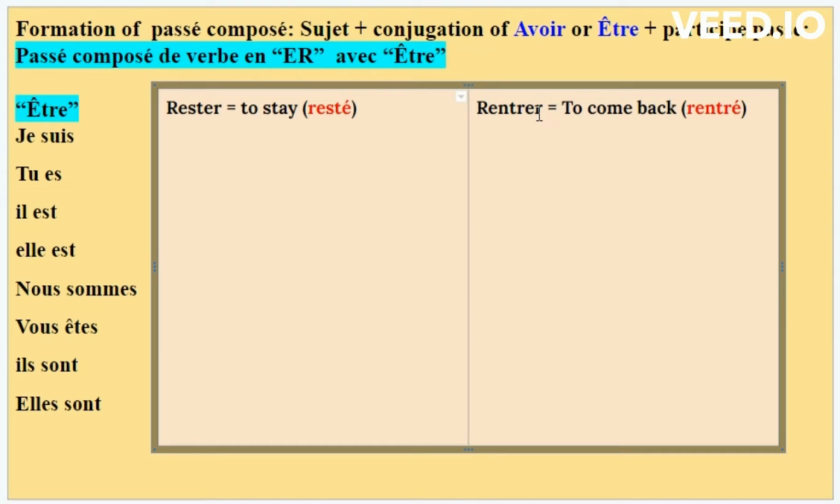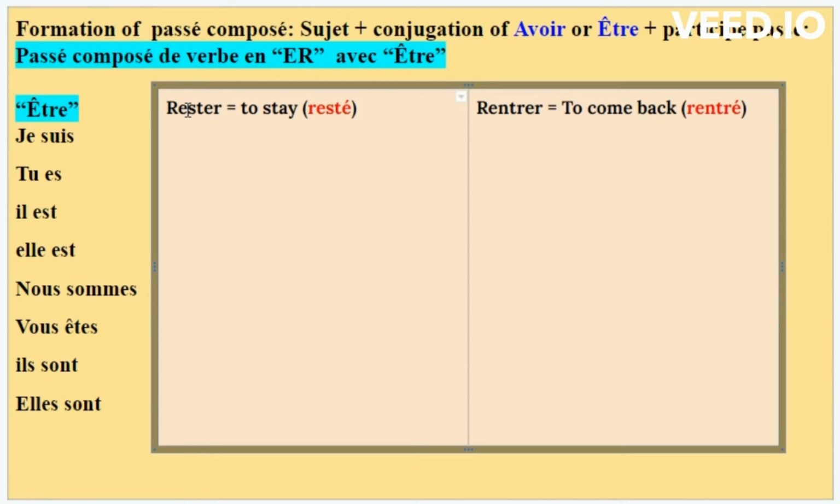Okay, as usual, to put any verb in the passé composé, we have to conjugate either avoir in the present tense or être in the present tense plus the participe passé. Participe passé in English means past participle of the verb to be conjugated. So, for this to be very easy for us and fast, here I have conjugated the verb être, which is the auxiliary verb to be used. You can see it here. Je suis, tu es, il est, elle est, nous sommes, vous êtes, ils sont, elles sont. Okay, this is être in the present tense.